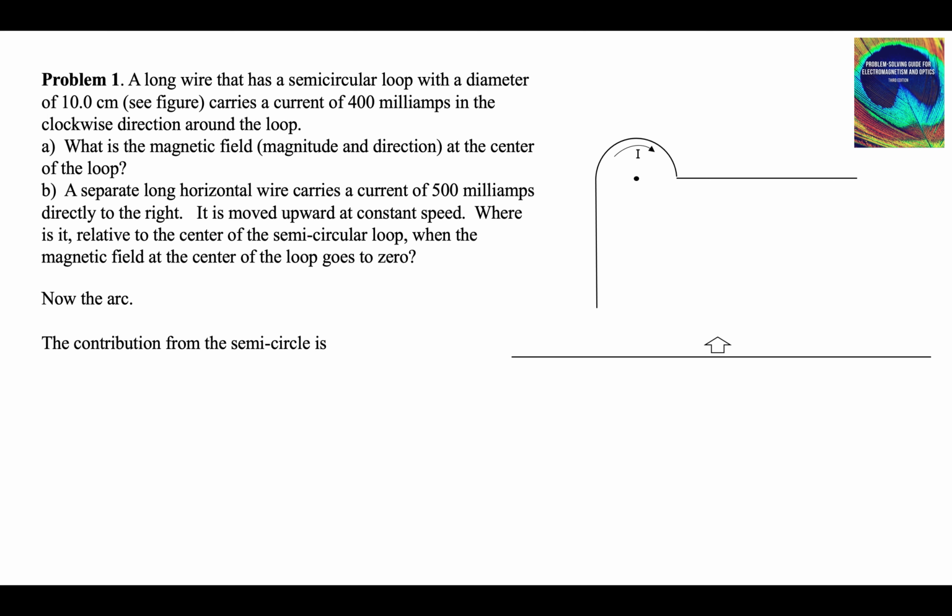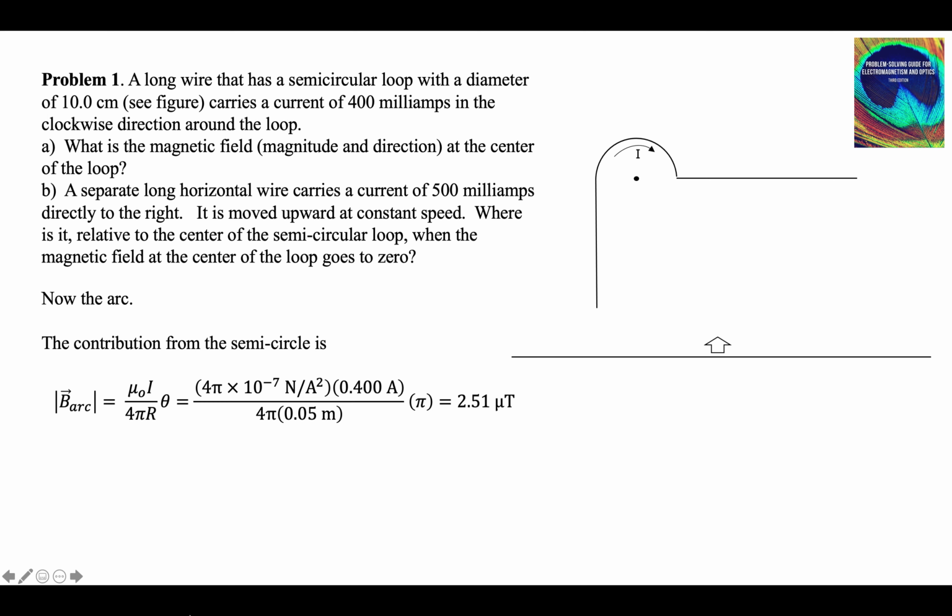Now the arc. The contribution from the semicircle is mu naught I over 4 pi r theta. The angle of the arc is pi radians. The current is 400 milliamps. The radius of the arc, 5 centimeters. Converting to SI units, we get that the field is 2.51 microtesla from the half arc, and it is also into the page using the right-hand rule.